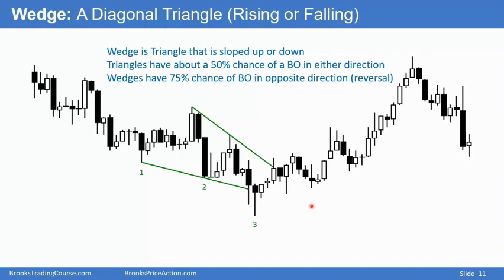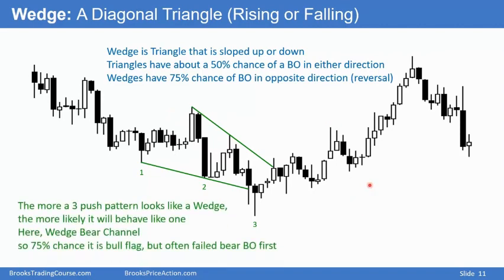Unlike a triangle, a horizontal pattern, you have a 50-50 chance of a downside breakout, 50-50 chance of an upside breakout. When the triangle is angled and I start calling it a wedge, there's a 75% chance that the breakout will be in the opposite direction. If I see a wedge that's going down, 75% chance I'll get a bull breakout, a reversal. The more it looks like a wedge, the more it behaves like a wedge.